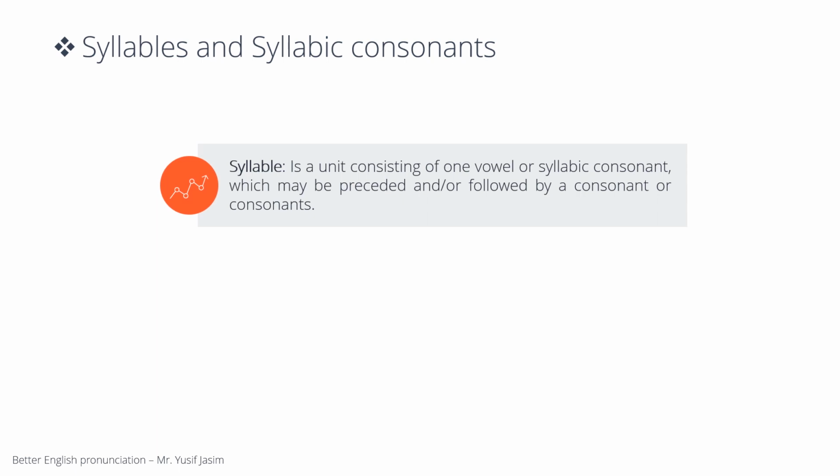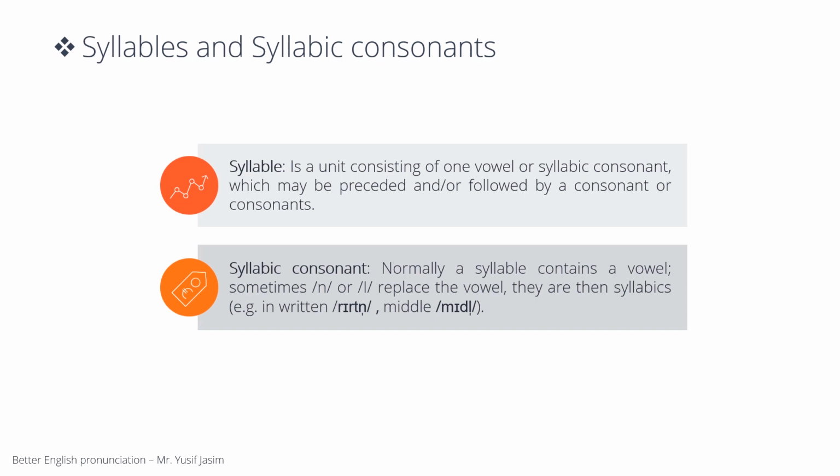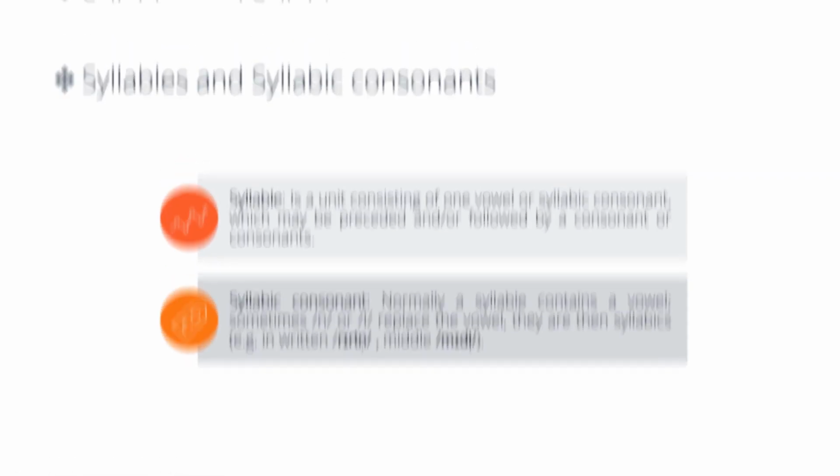Syllables and syllabic consonants. A syllable is a unit consisting of one vowel or syllabic consonant, which may be preceded and or followed by a consonant or consonants. But what is a syllabic consonant actually? Normally a syllable contains a vowel. Sometimes N or L replace the vowel. They are then syllabics. For example, written and middle.